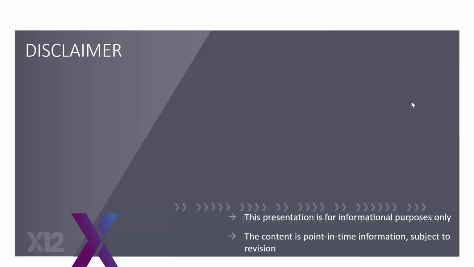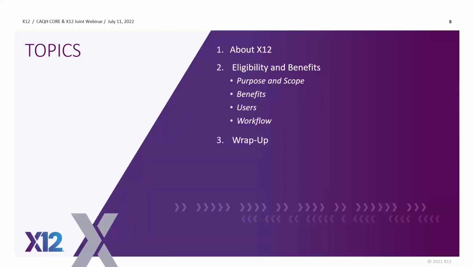I'm going to go quickly over the general X12 background, the eligibility and benefit transaction, such as the purpose and scope, the benefits of the usability of the 270, 271, and who our typical users or stakeholders are in the 270, 271 eligibility and benefit arena. Then a simple use case or workflow that most probably already know, but just to summarize what the 270, 271 typical workflow is. And then we'll do a wrap up and turn it over to our CAQH partners.